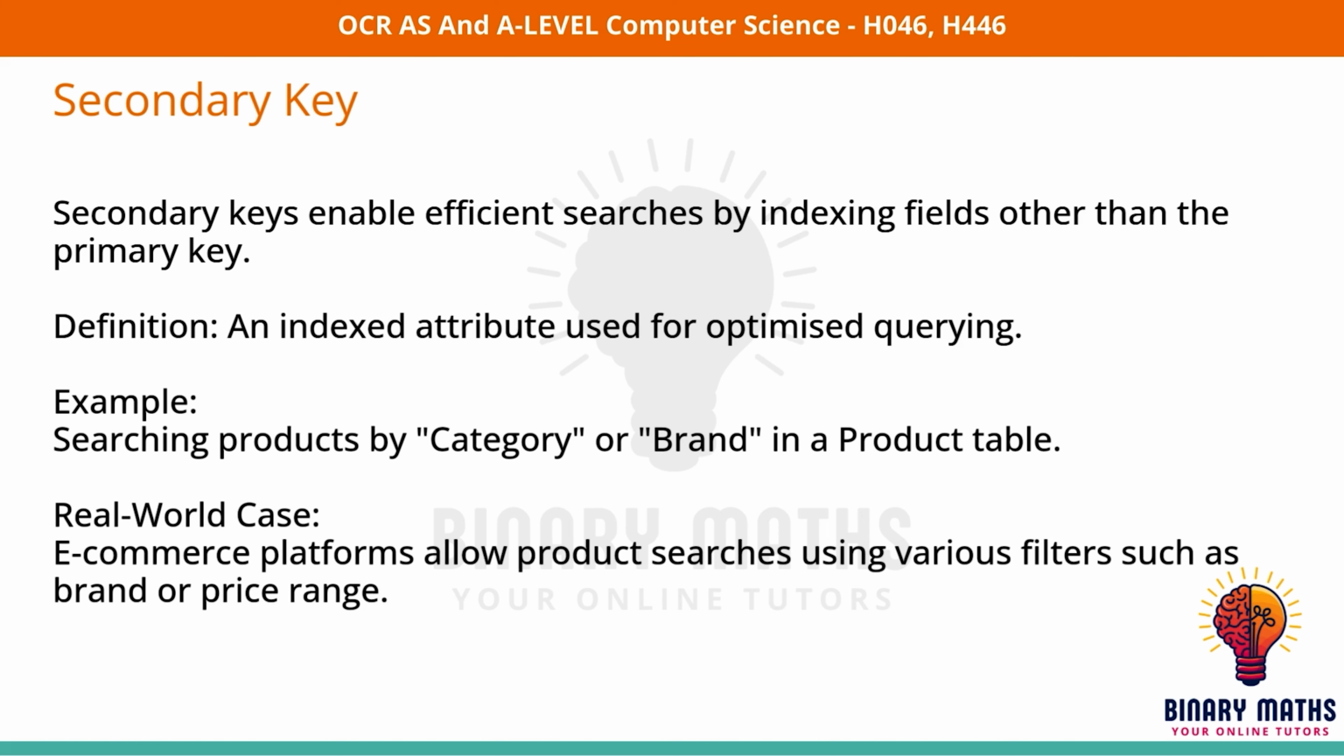Secondary keys enable efficient searches by indexing fields other than the primary key. An indexed attribute is used for optimized querying. For example, searching products by category or brand in a product table. In real-world cases, e-commerce platforms allow product searches using various filters such as brand or price range. This makes it easier to find specific items quickly.